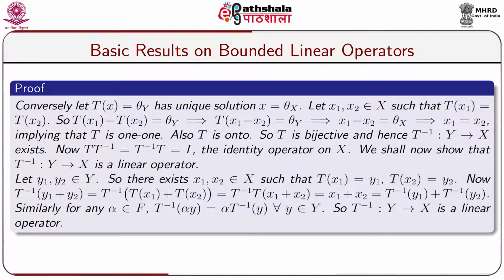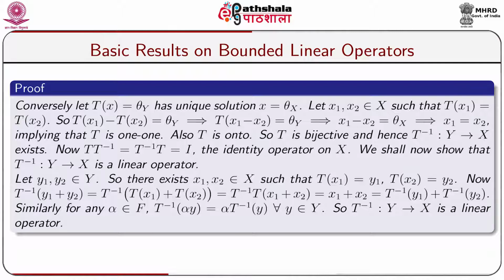Conversely, let Tx is equal to theta y have a unique solution x equal to theta x. Let x1 comma x2 belonging to capital X such that Tx1 is equal to Tx2. So Tx1 minus Tx2 is equal to theta y implies T of x1 minus x2 is equal to theta y. This implies x1 minus x2 is equal to theta x, by the given condition, that is Tx is equal to theta y has a unique solution x is equal to theta x. So x1 minus x2 is equal to theta x implies x1 is equal to x2, implying that T is 1 1. Given T is onto, so T is 1 1 and onto, so T is bijective, and hence T inverse is a mapping from Y to X exists.